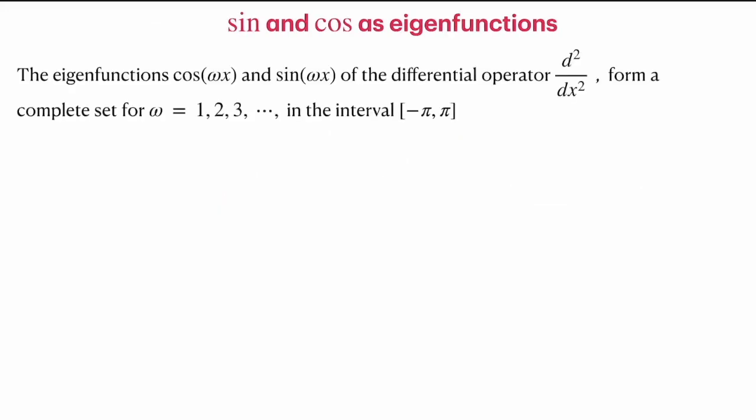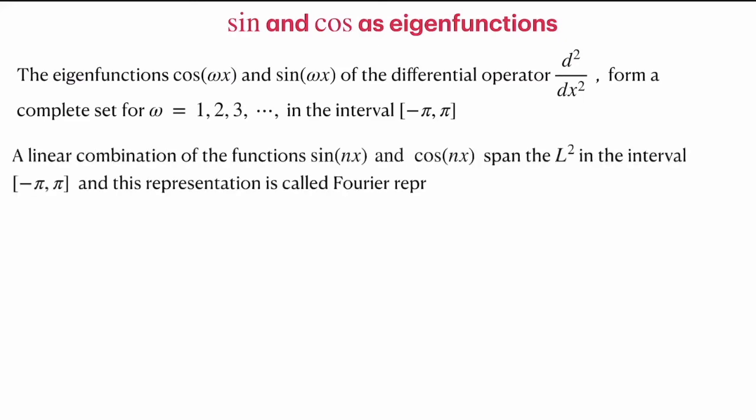The eigenfunctions sine and cos of the differential operator d squared by dx squared form the complete set for omega equal to 1, 2, 3 and so on in the interval between minus pi and plus pi. We also have another interval. Let's keep that in the back of our mind. It is useful when we use it for different practical purposes. A linear combination of functions sin nx and cos nx can span L2 functions in the interval minus pi and pi. So this representation of a function in terms of sin and cos is called Fourier representation or Fourier series.